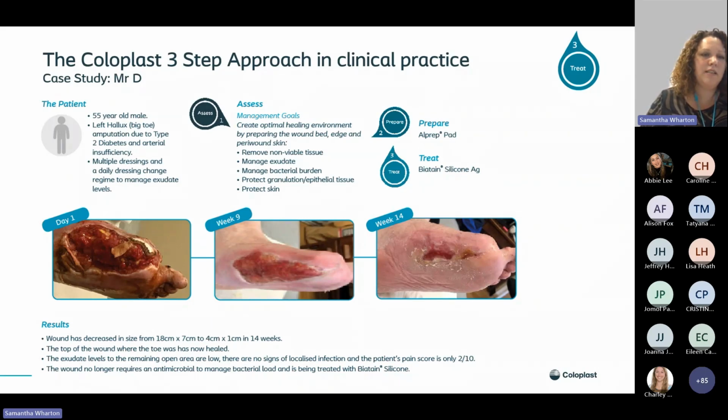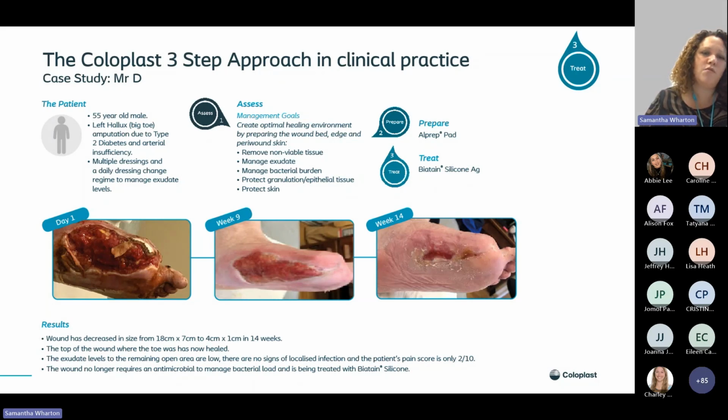Initially, multiple dressings and a daily dressing change regime was in place to manage the exudate levels because they were so high. And they were actually talking about further amputation of the foot because they didn't feel that it was salvable. So at this point, Assess, Prepare, Treat was introduced. So that assessment, the management goals were looked at and how they can create that optimal healing environment.